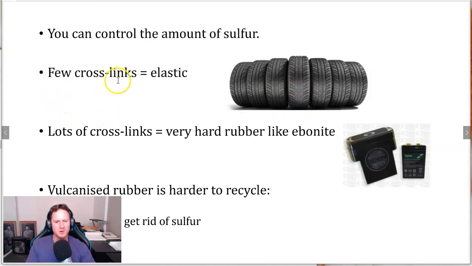If you've got a small amount of crosslinks, they're elastic. If you've got lots of crosslinks, they're very, very hard rubber like ebonite. So vulcanized rubber is harder to recycle because it will char and you have to get rid of the sulfur.